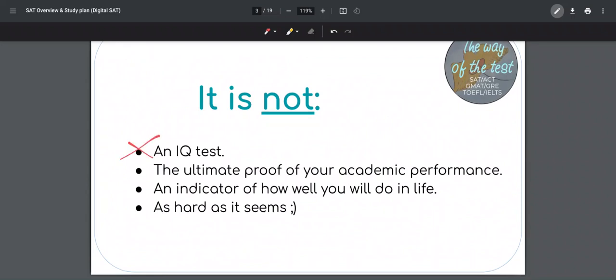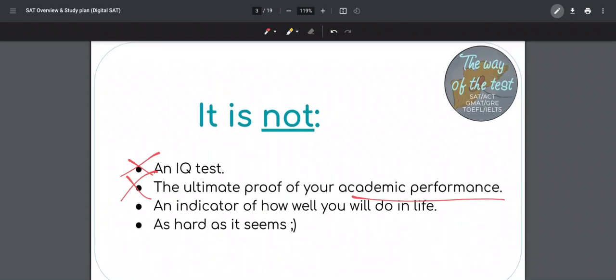Now, what the SAT is not: it is not an IQ test. The SAT is not measuring how smart, how intelligent you are. It's also not the ultimate proof of your academic performance. So you may have a very good academic record during high school and still do very poorly in the SAT. Conversely, you can have a very poor academic performance during high school and actually score quite high in the SAT. It's also not an indicator of how well you do in life. Remember, this is just an exam that is testing very specific things for a very specific scenario. This does not translate to how successful you can be in other areas of your life.